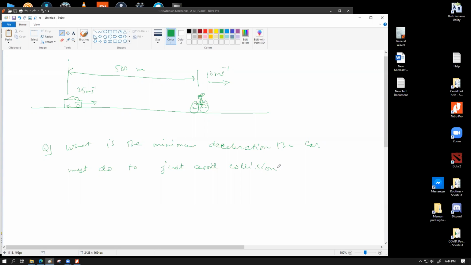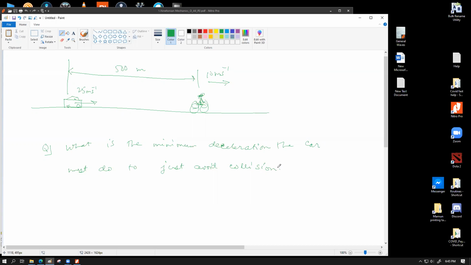To just avoid the collision means that we avoid the collision by a hair, which means at the instant where the collision is about to happen, it just did not happen, because the car was decelerating, trying to slow down so that it would not push onto the bicycle. The instant where the speed of the car perfectly matches the bicycle is also the instant when the car is about to push onto the bicycle.